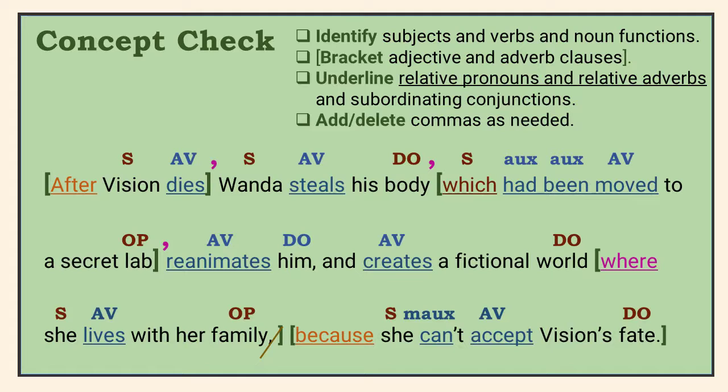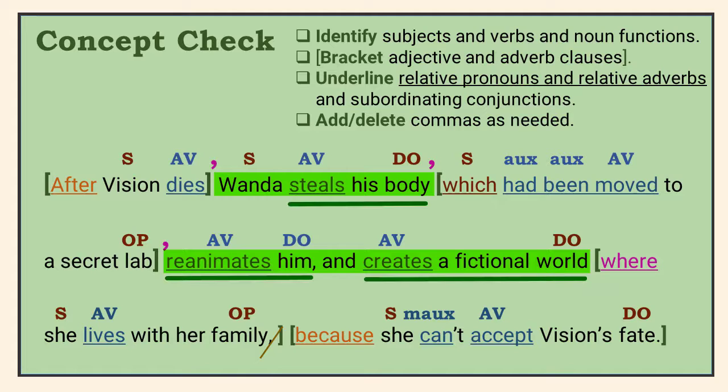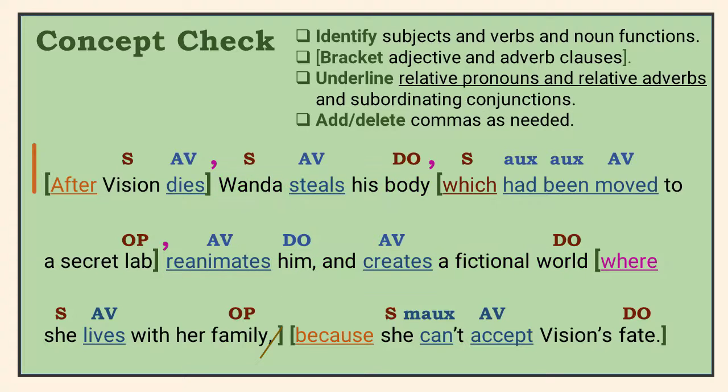There's a lot going on in this sentence, so let's break it down by clause. First, the independent clause. Wanda steals his body, reanimates him, and creates a fictional world. Wanda is the subject of 3 compound verbs, all parallel with direct objects. This sentence opens with an adverbial clause, beginning with the subordinating conjunction after. Therefore, we need a comma.